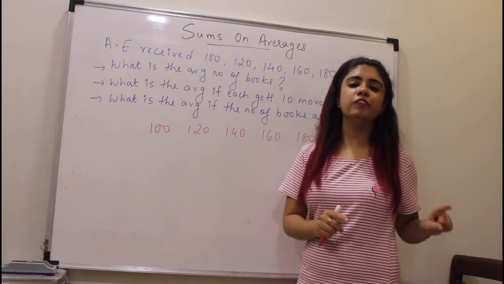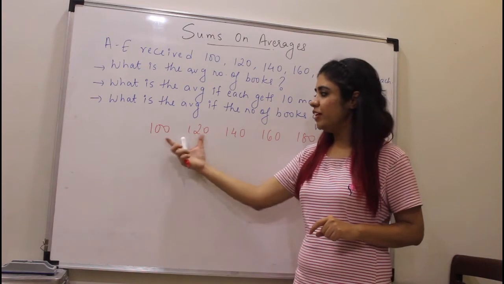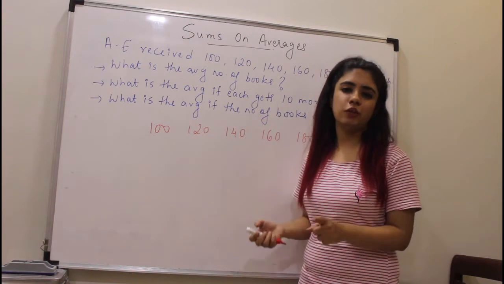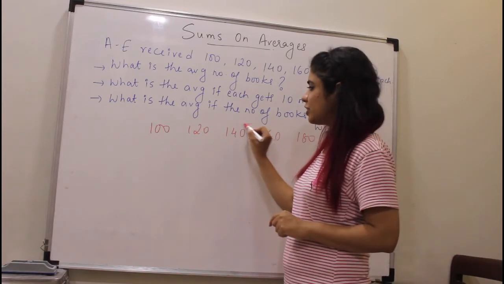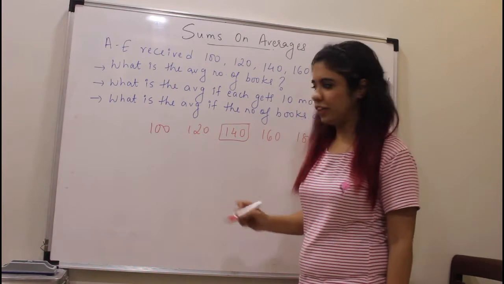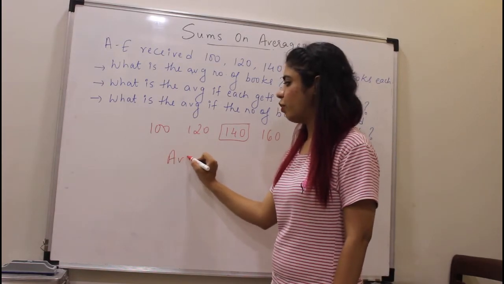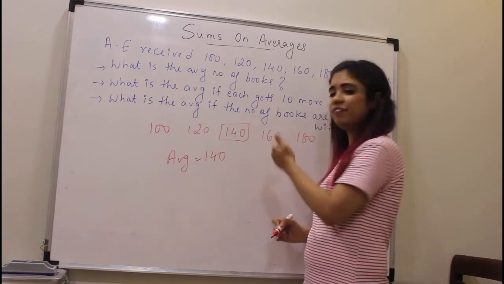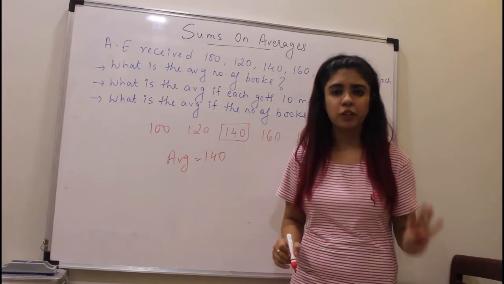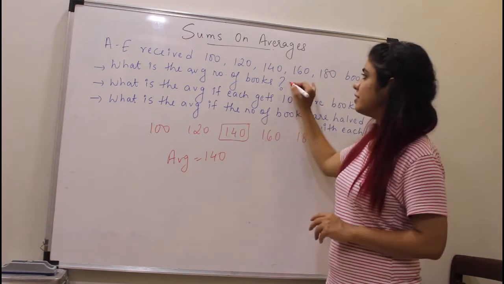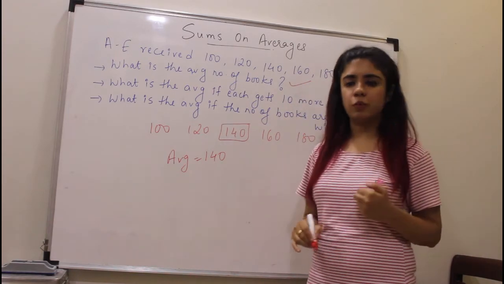Now in the previous video we have seen whenever your difference is constant, the middle term is your average. So in this case your middle term is 140, that directly becomes your average. So your first answer or first average is 140. You don't need to add everything and divide by 5. That is not required. You can directly take the middle term as your answer. So this is done. Now let's look at the next question.